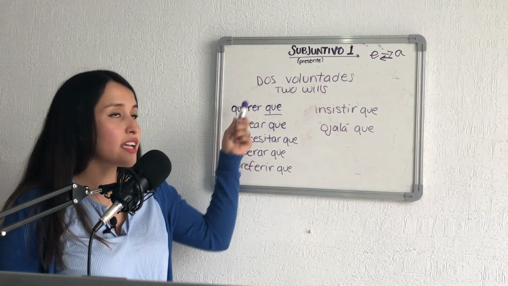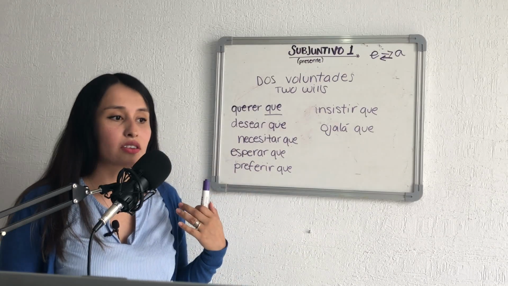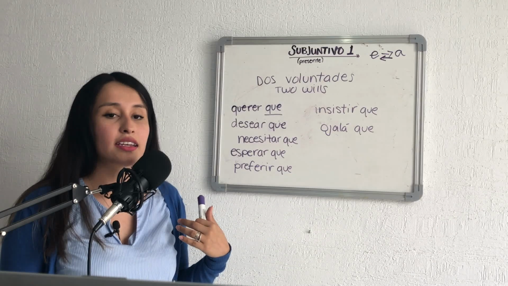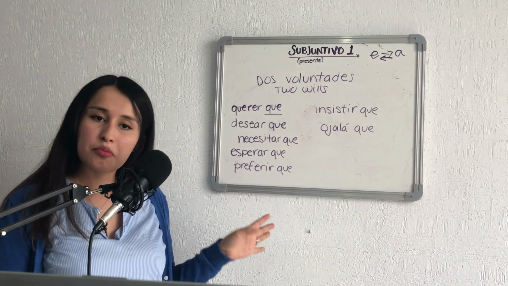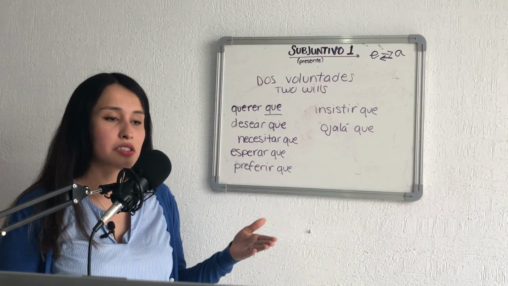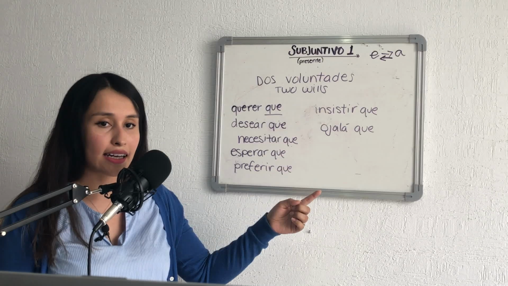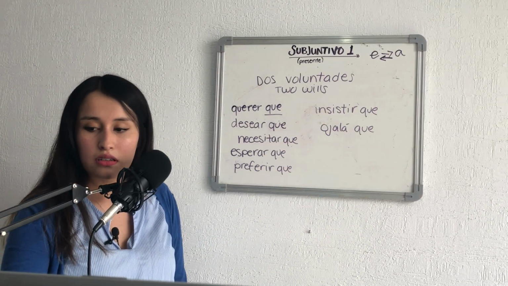So, quiero que mi esposo venga. So, I want my husband to come home. Quiero que mi esposo venga a casa. So, the first part is just regular present, yo quiero que, that's it. And the next part is going to have subjunctive. Mi esposo venga a casa. All right? So I have a couple examples for you.